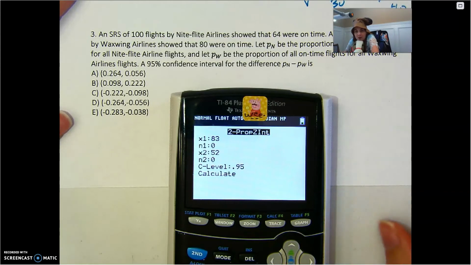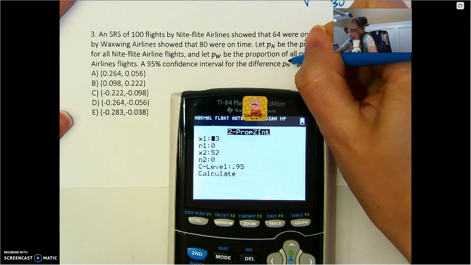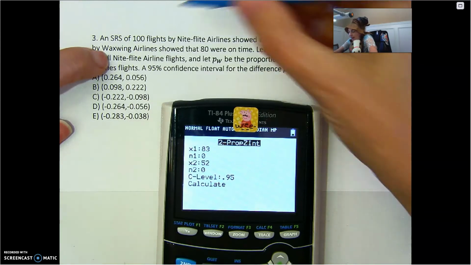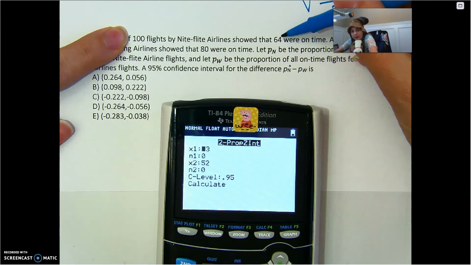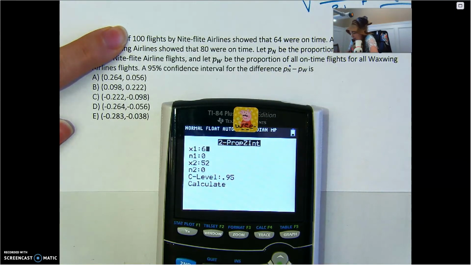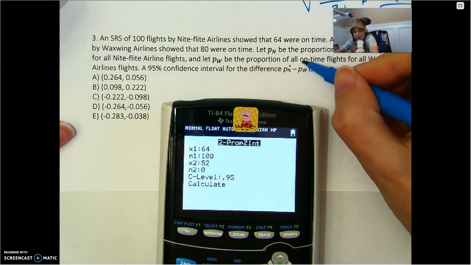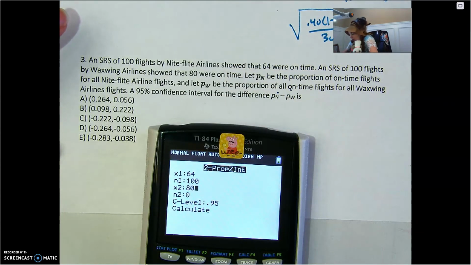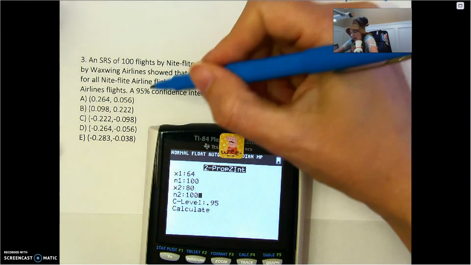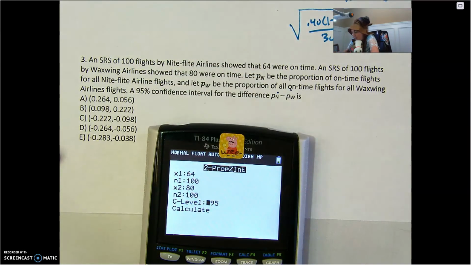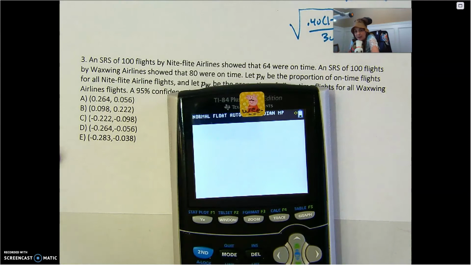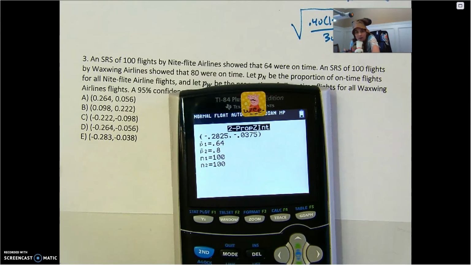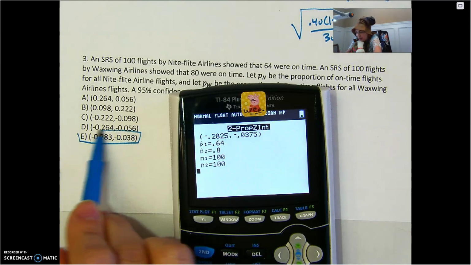All right, so my first proportion is N. What was N? Night flight. Okay, so night flight was 64 out of 100. Then we're doing W, Waxwing. Waxwing was 80 out of 100. And we want 95% confidence, so 0.95, and calculate. All right. So the one that is closest is E.